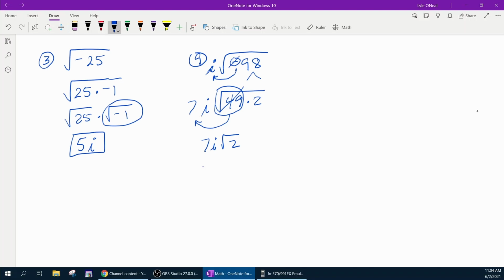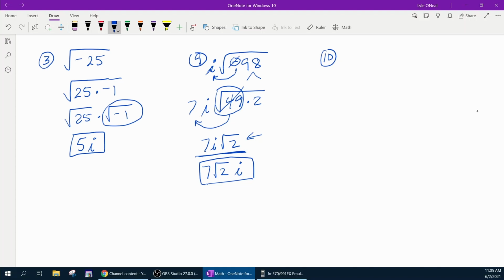Or you can express that as 7 square root of 2i, making sure that the i is not under the radical. Either one of these answers would be considered correct. I really like this one better because it shows the coefficient of i. It's a little bit harder to see the coefficient of i written this way. And I think we'll try one more example.